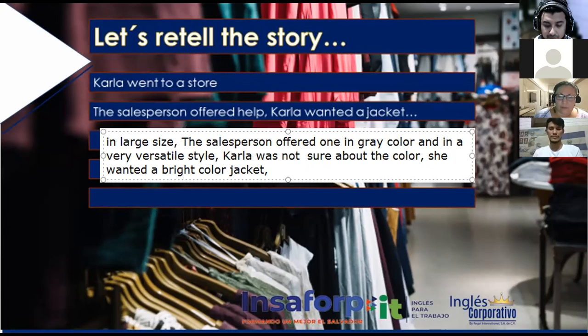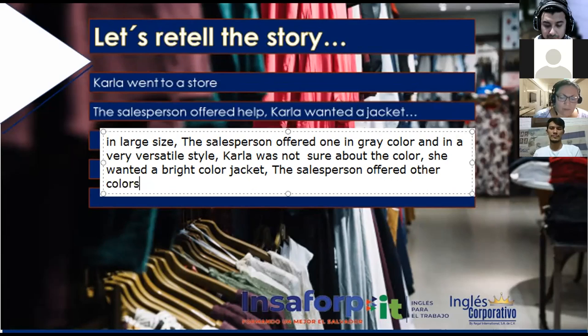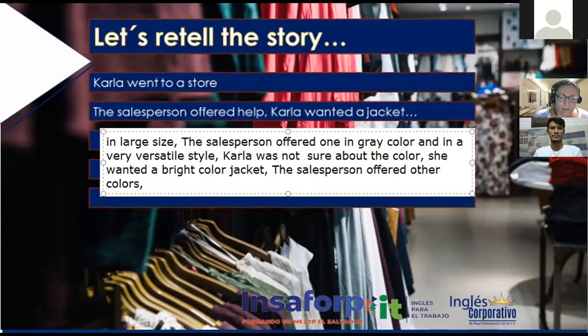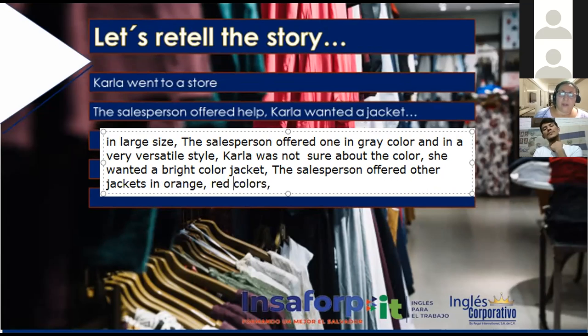The salesperson offered other style. Offered style or other colors? Other colors. Both. Okay. Other colors. We could say other jackets, y díganme los colores, and tell me the colors. Other jackets. Orange. And red. Yellow. I don't remember. Yellow colors. Okay. Oh, red.